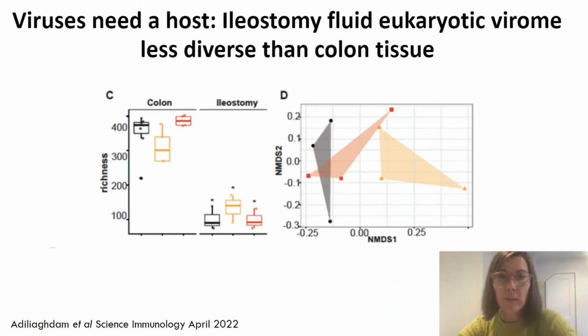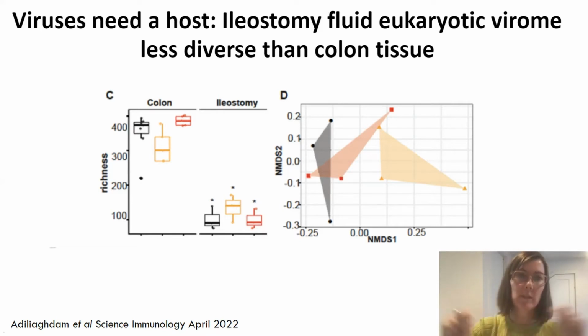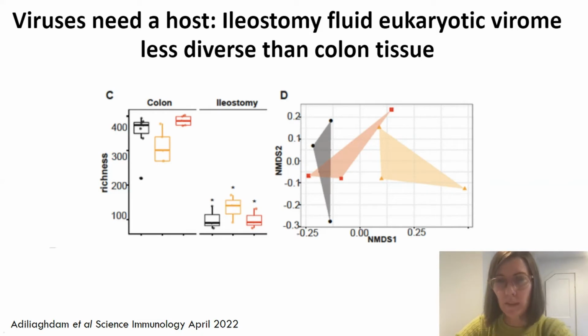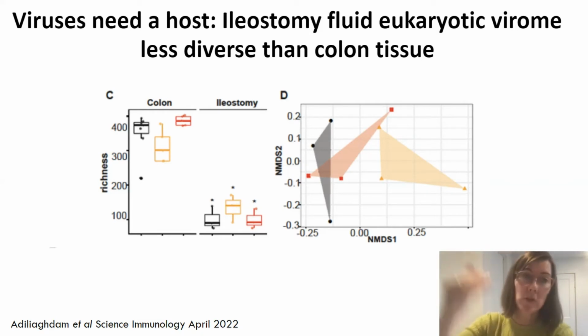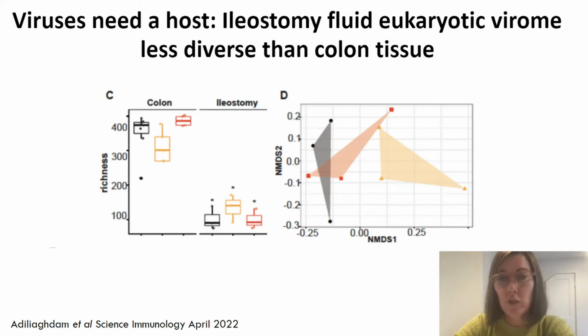Interestingly, when we compared the virome in the actual colon tissue to what we found in the ileostomy fluid, it was clear that the richness of the virome was much higher in the actual tissue. This is probably a combination of reasons. Viruses require host cells for their replication, so there are probably more viruses in the actual tissue. But it's also known that phage sit along the mucosal layer of the intestine, so we're probably isolating those as well. You can clearly see that in the ileostomy fluid, which is even further up the GI tract than feces, obviously, the richness was reduced.